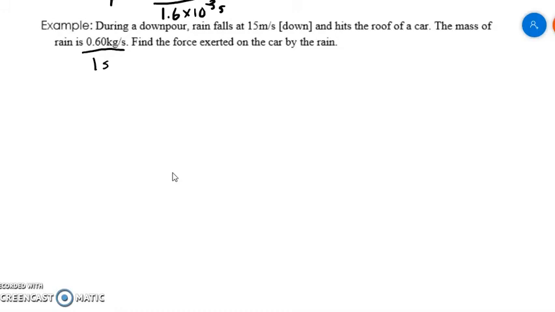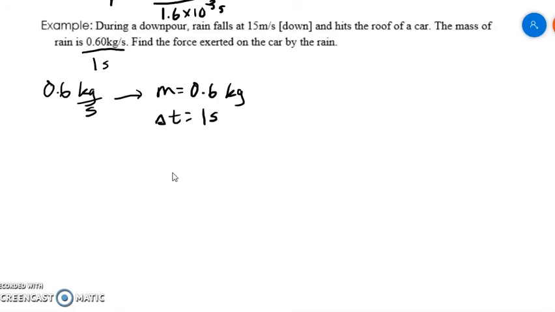So this is the mass, but we're going to talk about 1 second worth of rain. Okay, so 0.6 kilograms per second, we're really saying that the mass of the rain is 0.6 kilograms and the change in time is 1 second. So that little piece of information actually gives us two things. We also know that the rain is falling at 15 meters per second down. And when it hits the roof of the car, it slows down to 0.